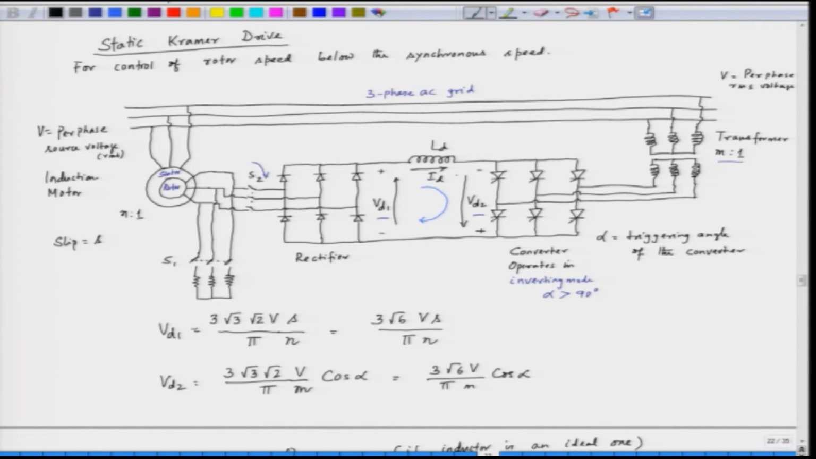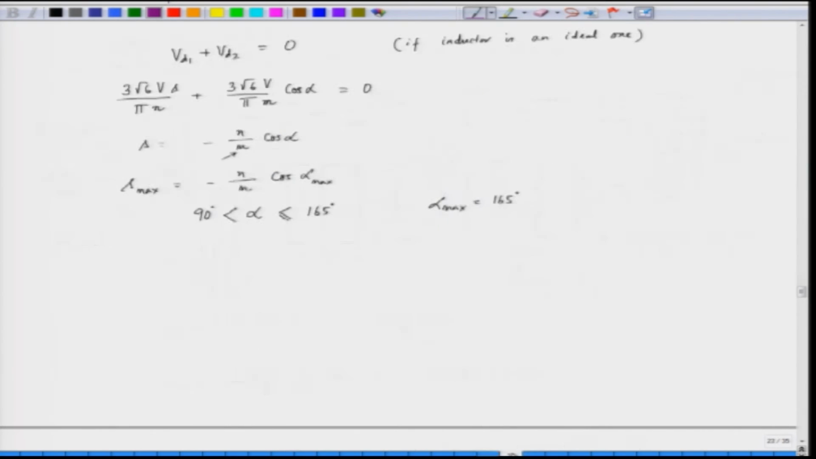It means it is feeding power back to the source. So, if we see the flow of the power, this is the rotor power Pr which is coming here, and this power is fed back to the supply, to the transformer, and hence through the transformer we are able to feed back this power, and hence we call it the slip power recovery scheme. And here the alpha maximum value is 165 degrees.